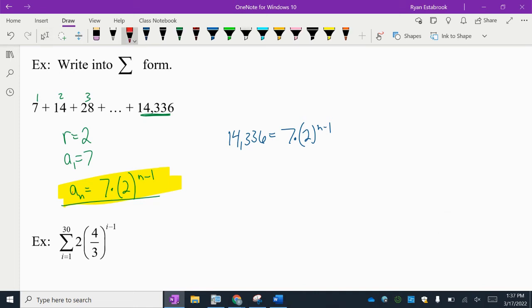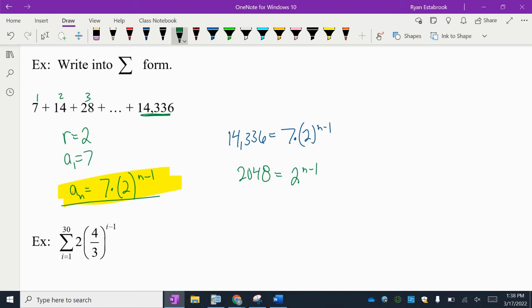Should we multiply 7 times 2 to call that a 14? No, definitely no. But what can you do? Step 1. Divide by 7. Good first step. Divide both sides by 7. So 14,336 divided by 7 is 2,048.